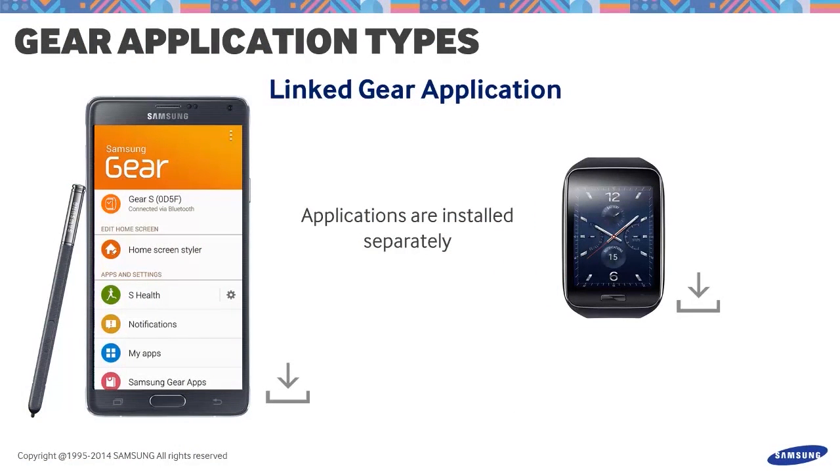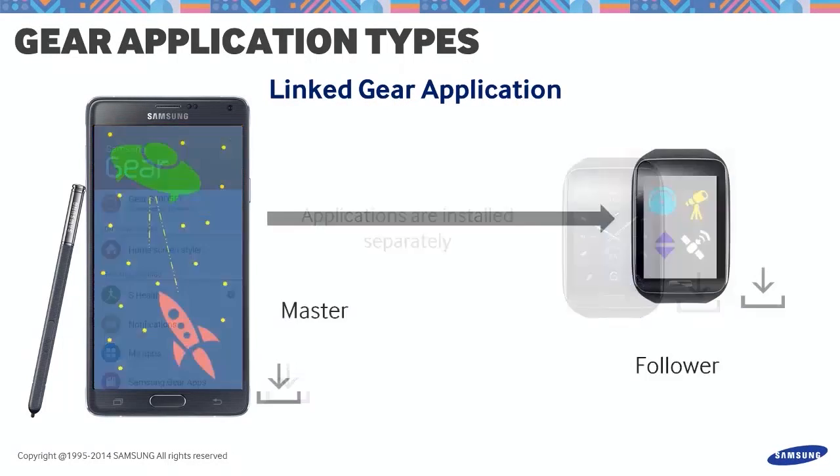First is the linked or master follower Gear application, where applications are installed separately. It's called master follower as the host serves as the master and the wearable responds to it even though they are of different types of applications. Generally, the master application is for the host device and the follower application is for the wearable. This would enable a Gear app developer to manage each application type easier.